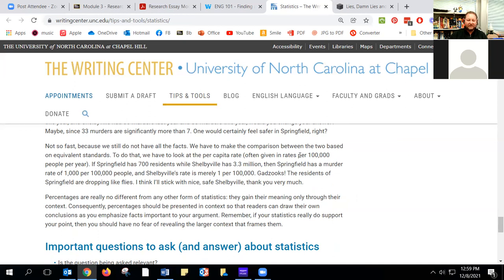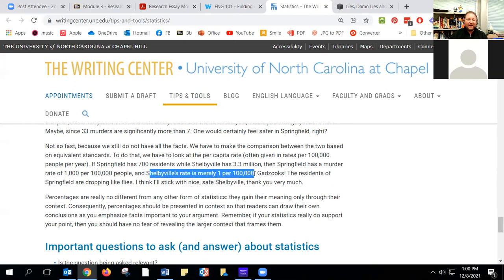So per capita usually means one person per 100,000. All right. So if Springfield only has 700 residents, but Shelbyville has 3.3 million residents, then Springfield has a murder rate of 1,000 murders per 100,000 people. By comparison, Shelbyville only has 1 murder per 100,000 people. So now you're like, well, wait a minute. Shelbyville is the safer place to live, right?